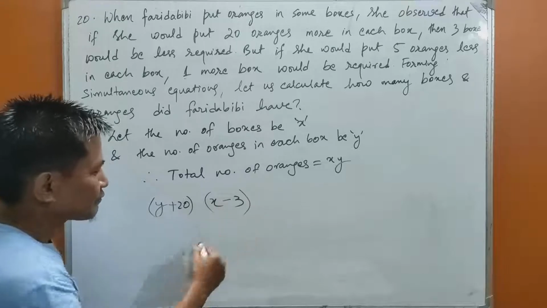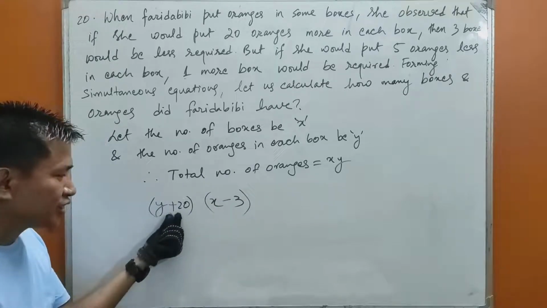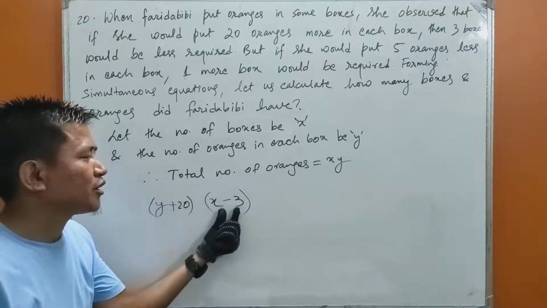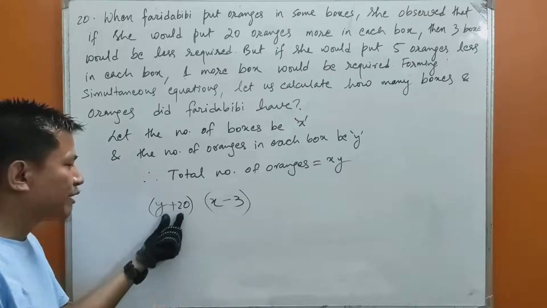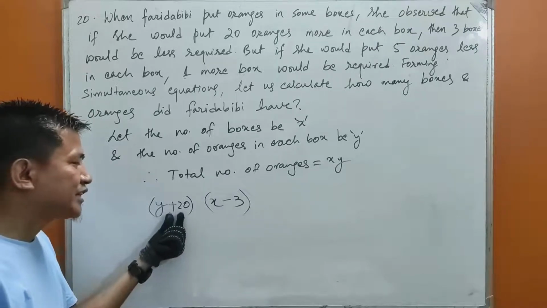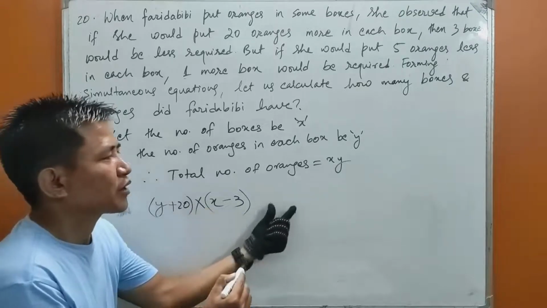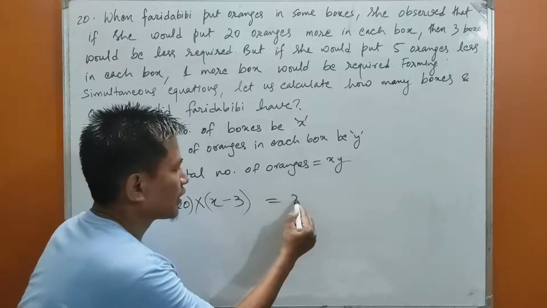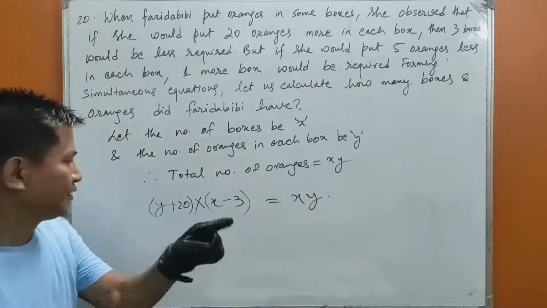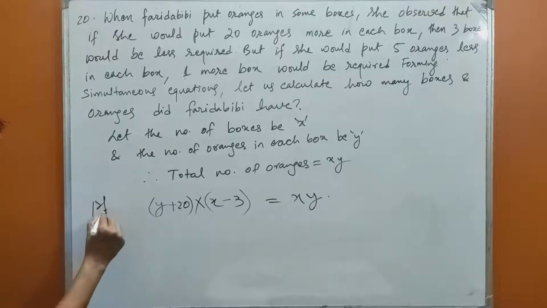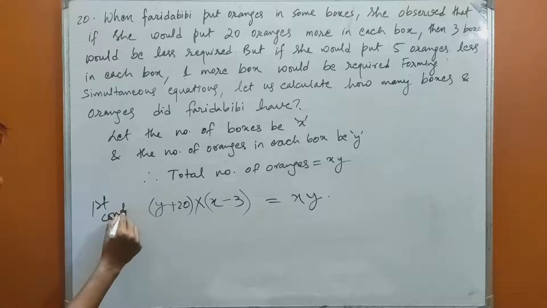So this is the number of oranges in each box and this is the total number of boxes. So when you multiply the number of oranges in each box into the total number of boxes, you get the total number of oranges, isn't it? That is xy. Are you getting me? This is the first condition.